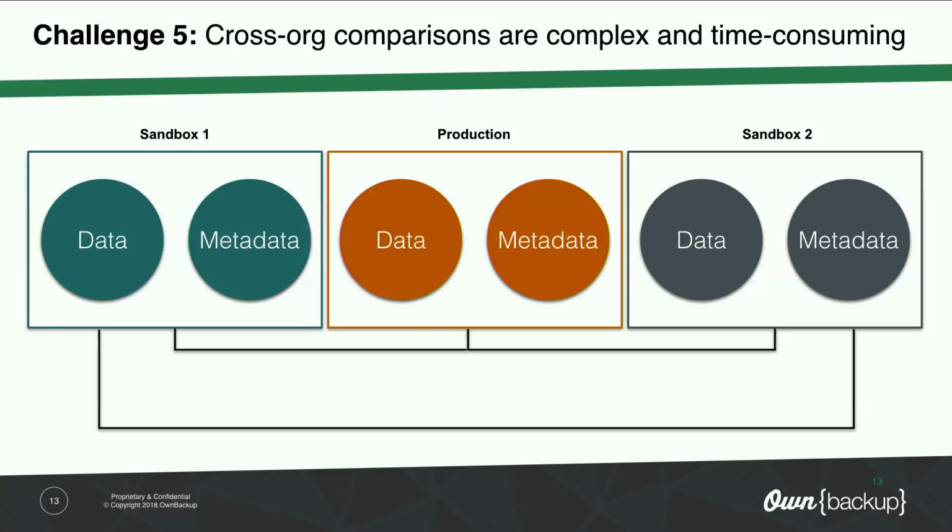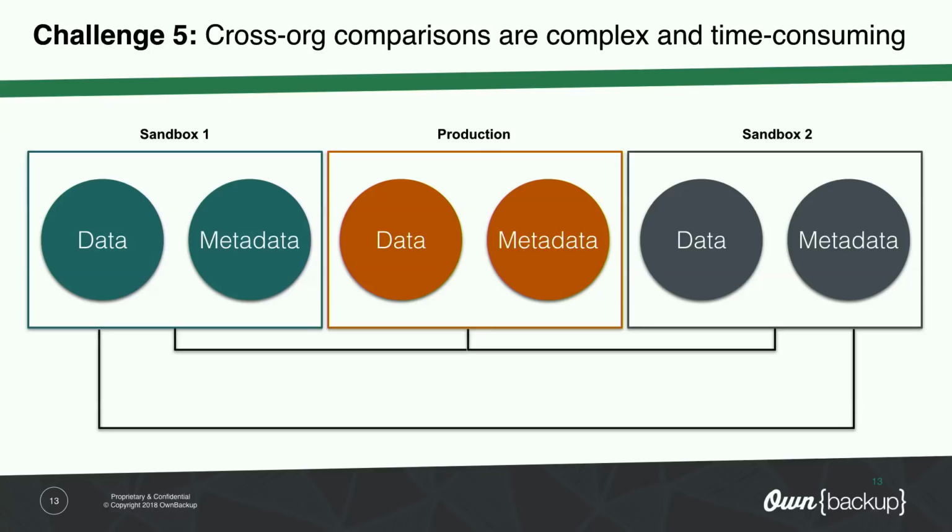The other thing that we look at is, because we back up data and metadata, we can do cross-org comparisons. So if your developers are working in that sandbox and they're getting ready to push it to production, you could run a metadata compare from production to that sandbox, and you'd see exactly what's different between those two environments. So before you push that change set to production, you can find out, hey, somebody added a new workflow or a new validation rule in production that I wasn't aware of that could potentially impact this change set when I push it up.